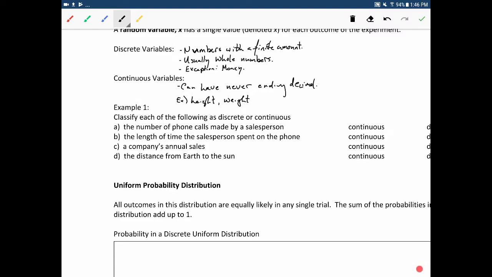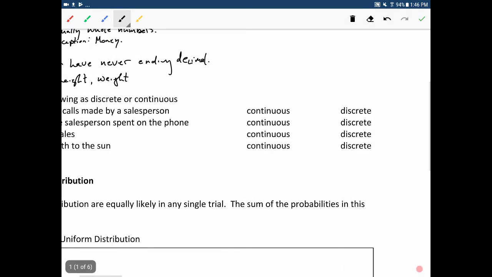Okay, so we're going to classify these as continuous or discrete. First of all, the number of phone calls made by a salesperson. That's going to be discrete. You can't make part of a phone call. You either made the call or you didn't make the call. The length of time they spend on the phone, however, is going to be continuous, because even though we usually only measure by second, we could measure by millisecond, microsecond, whatever. You can go as accurately as you want.